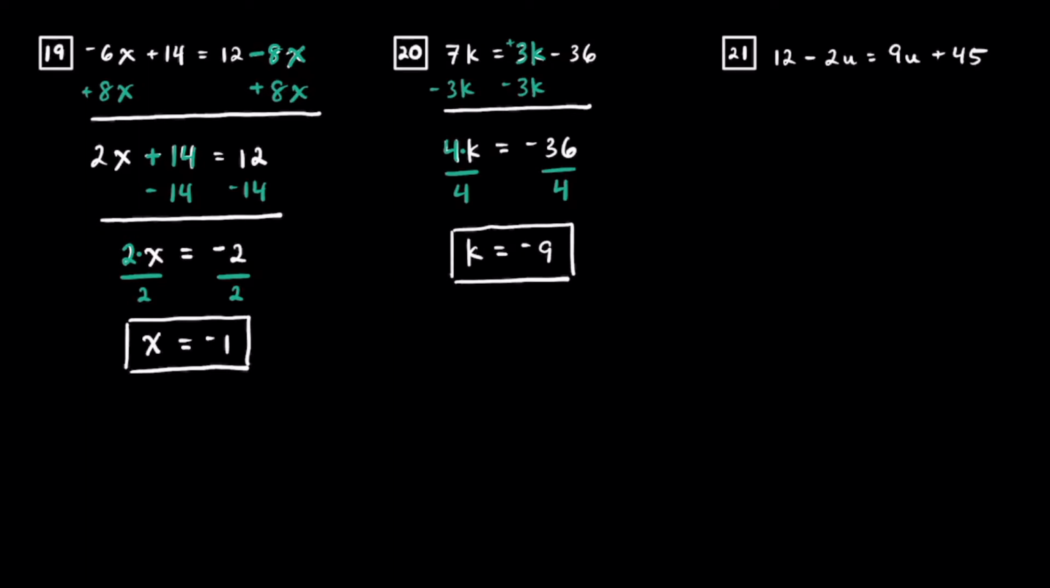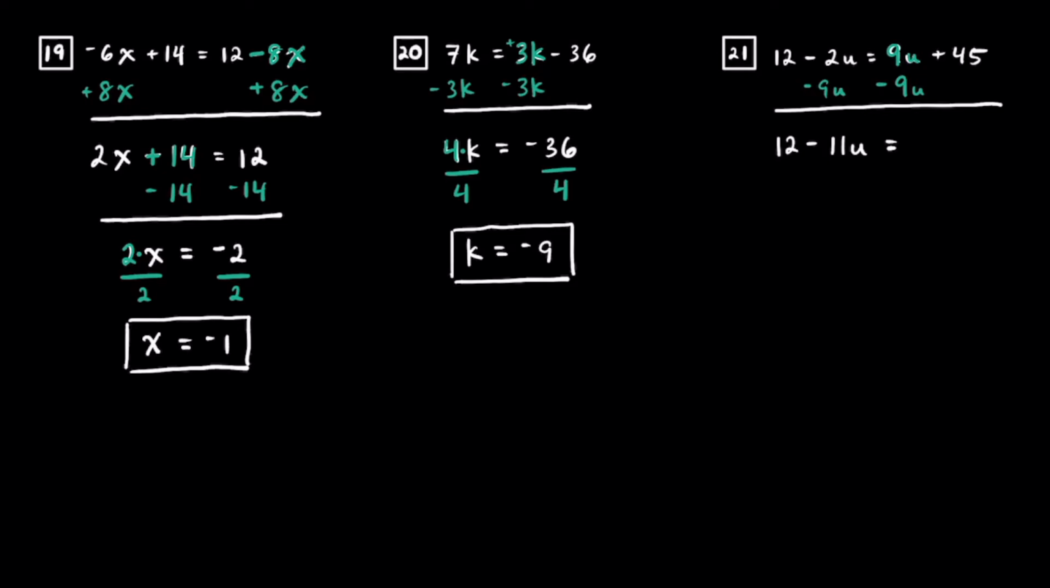For 21, we have 12 minus 2u is equal to 9u plus 45. And so I'm going to go ahead and start by getting our variable terms to the same side. So I'm going to move them to the left. So this positive 9u, let's go ahead and subtract 9u from both sides of the equation. Again, you could totally add 2u to both sides if you want to move it to the right side, but I like them on the left. So we have 12, and then let's see, negative 2 minus 9 is the same thing as negative 2 plus negative 9. So that's going to be more negative, or negative 11u.